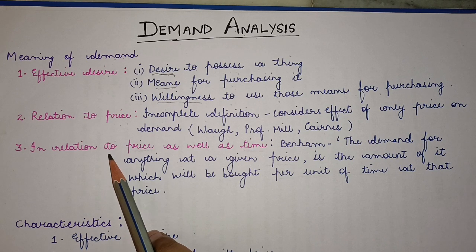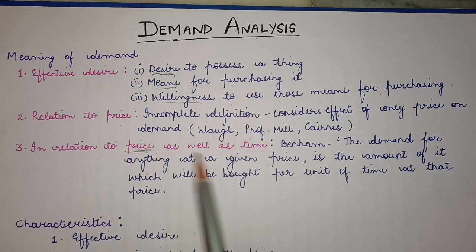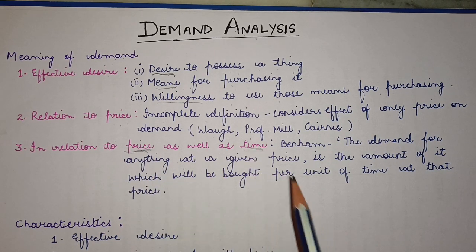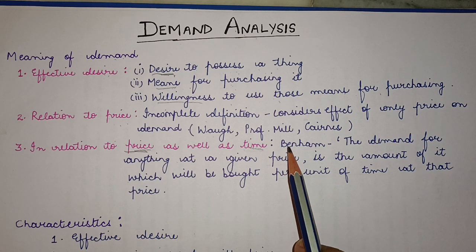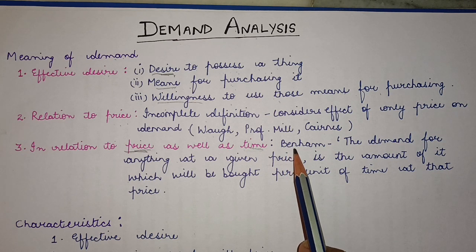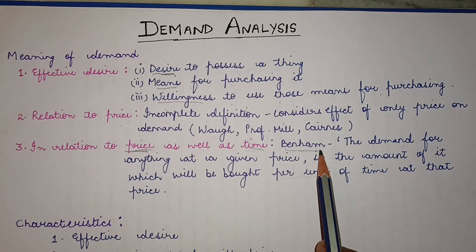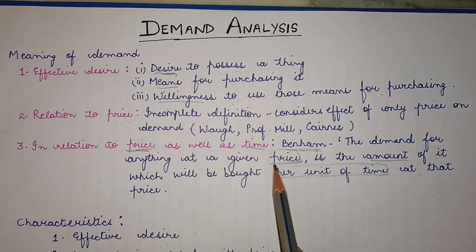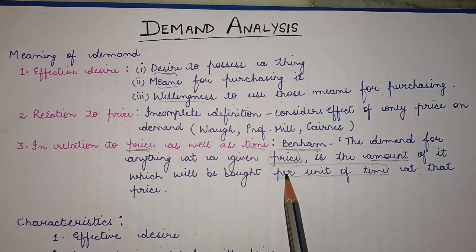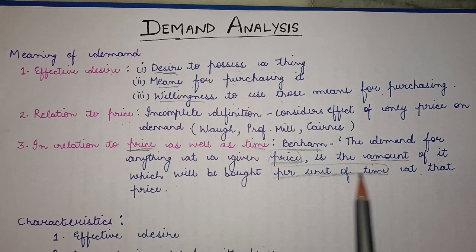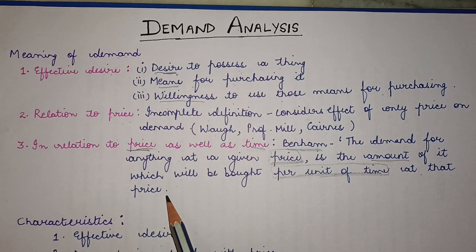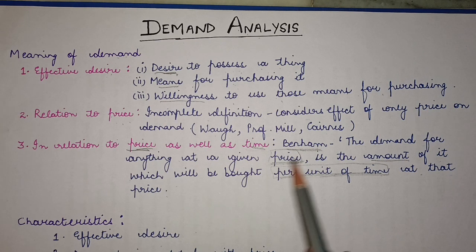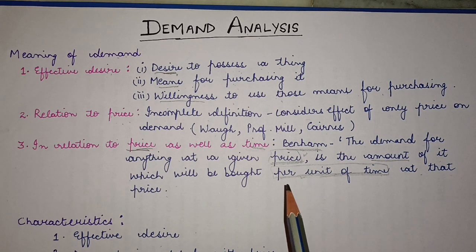Next definition is related to price as well as time. Now, there are many economists who have given definitions related to price and time, but we talk about Benham's definition, which says the demand for anything at a given price is the amount of it which will be bought per unit of time at that price. So, this definition talks about demand in relation to both price as well as time.